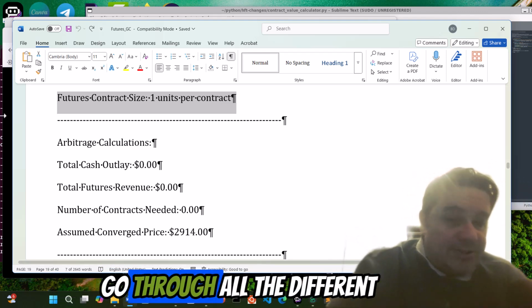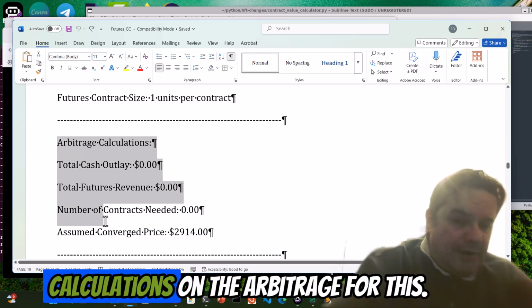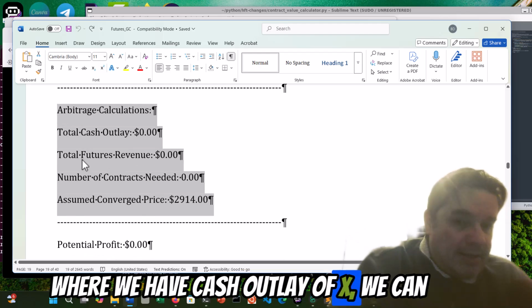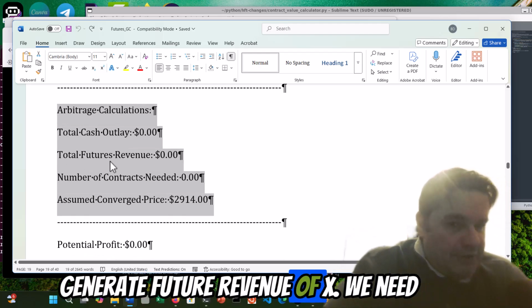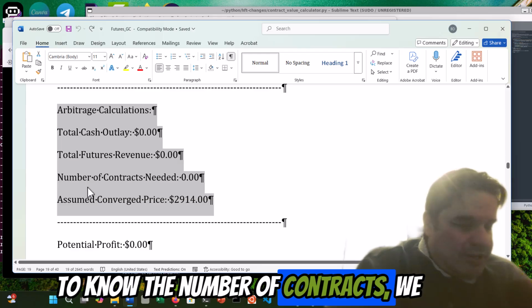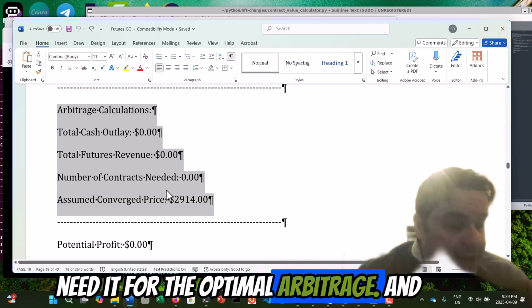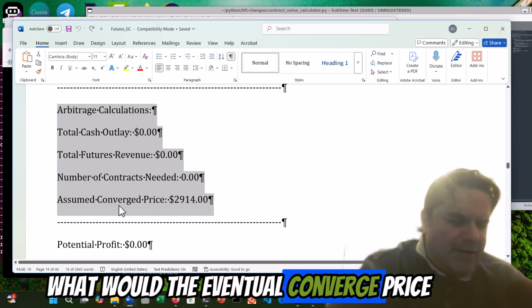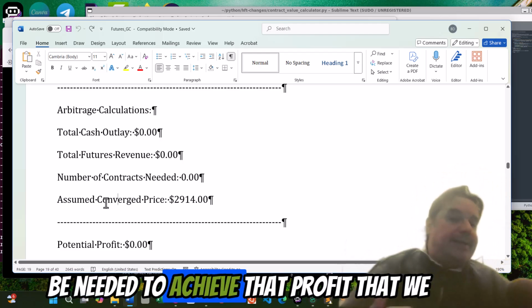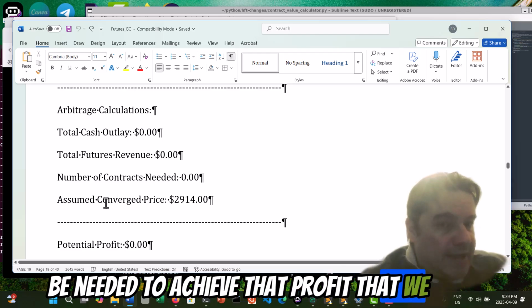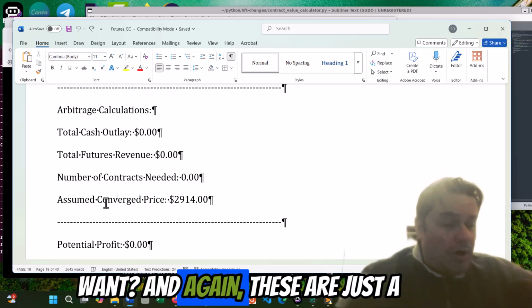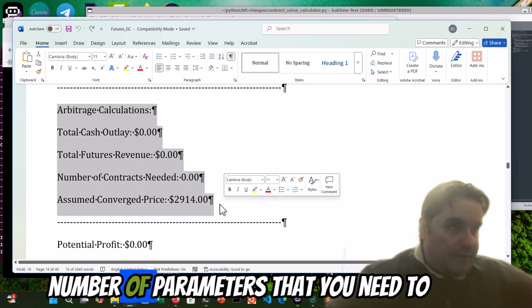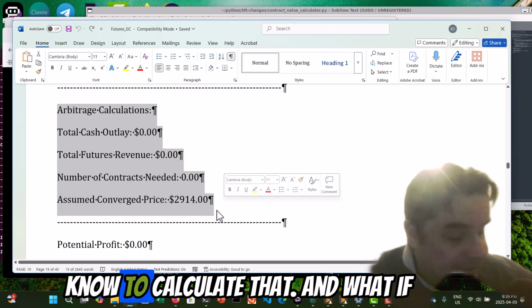Anyway, so here we can go through all the different calculations on the arbitrage for this, where we have a cash outlay of X. We can generate future revenue of X. We need to know the number of contracts needed for the optimal arbitrage, and what the eventual converge price would need to be to achieve that profit that we want. And again, these are just a number of parameters that you need to know to calculate that.